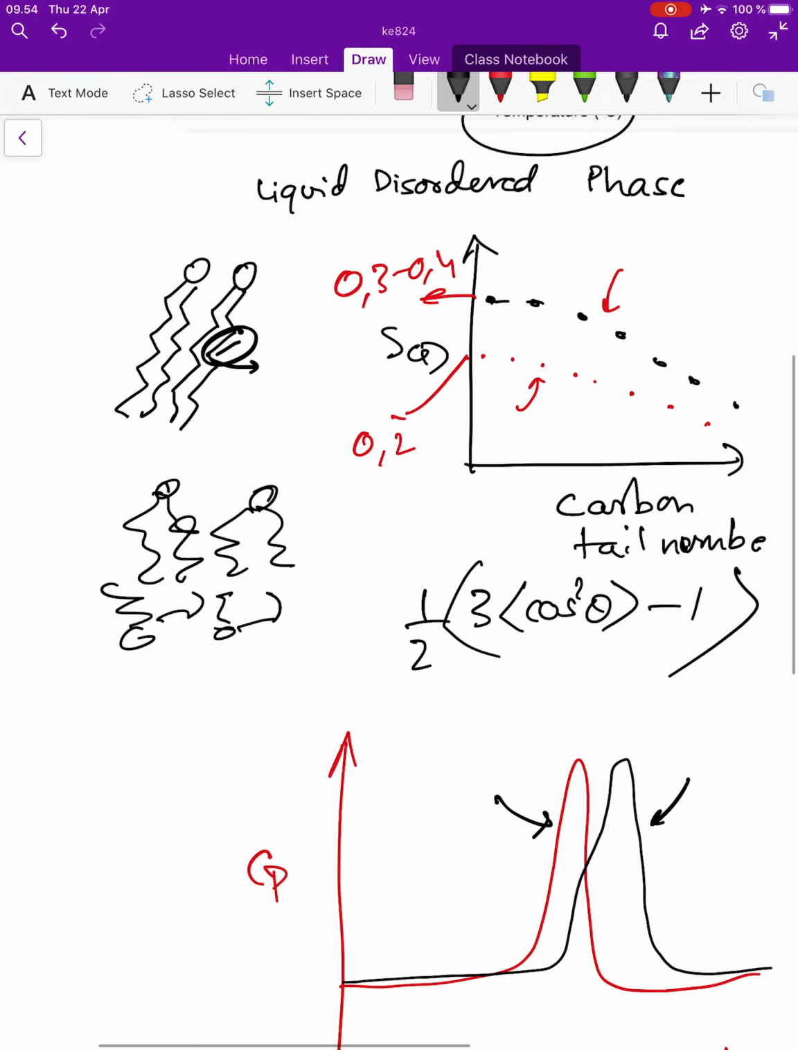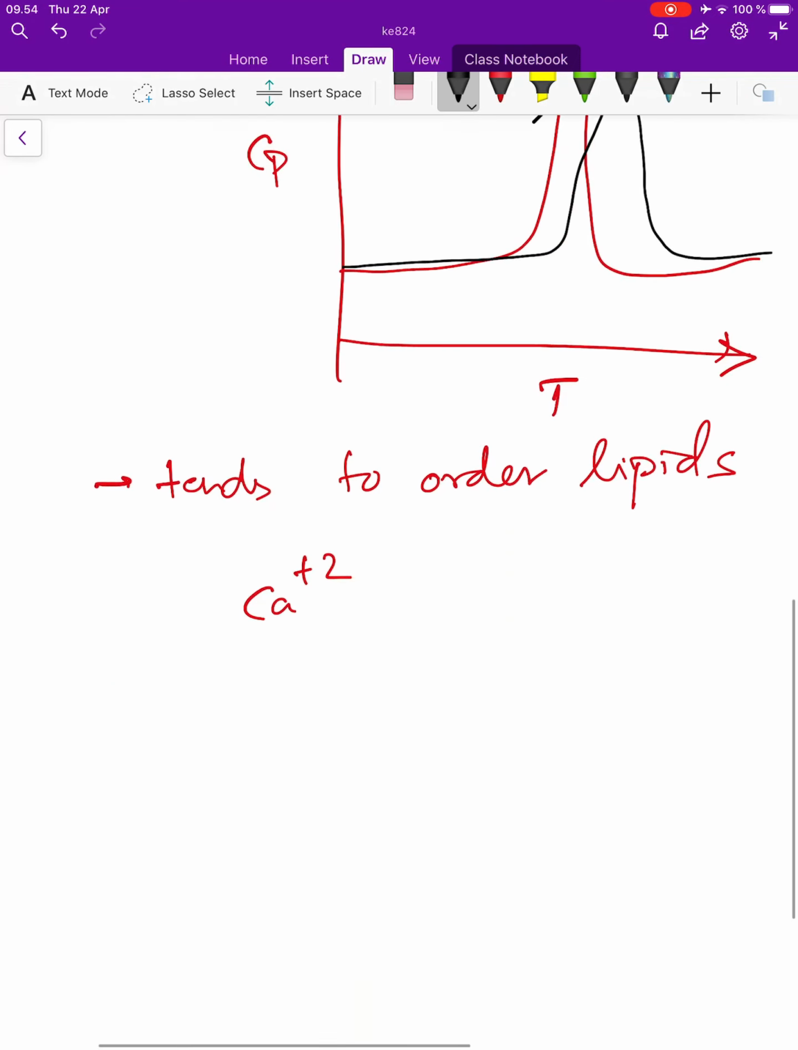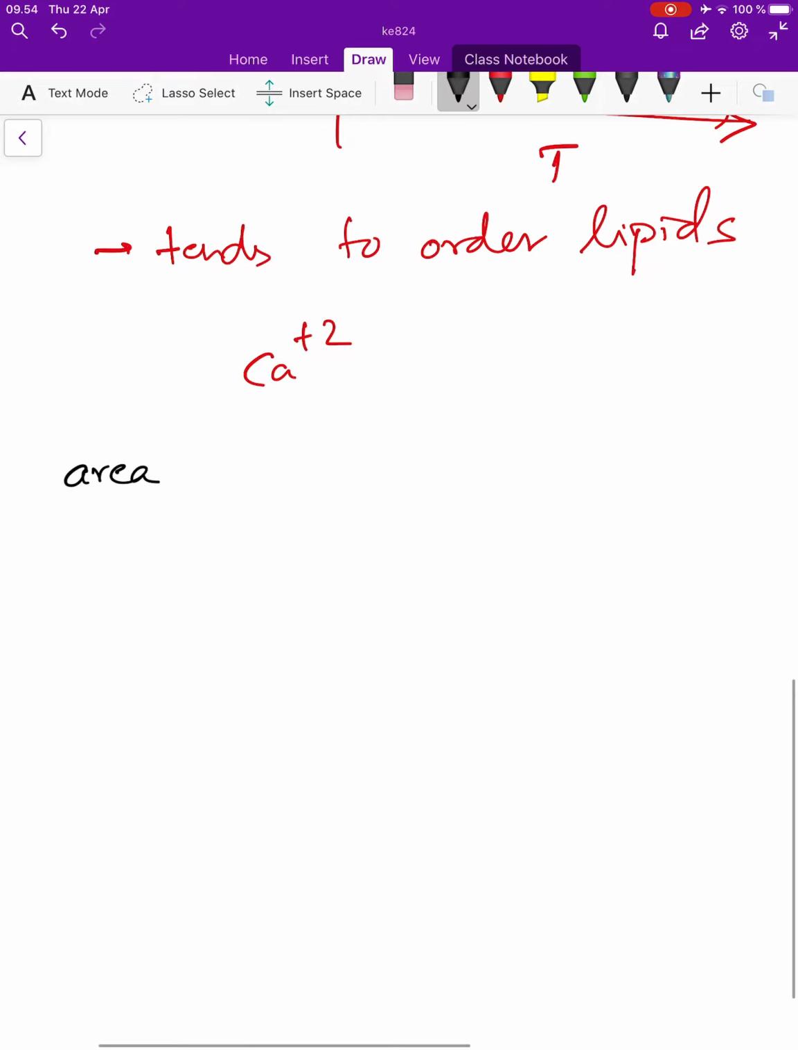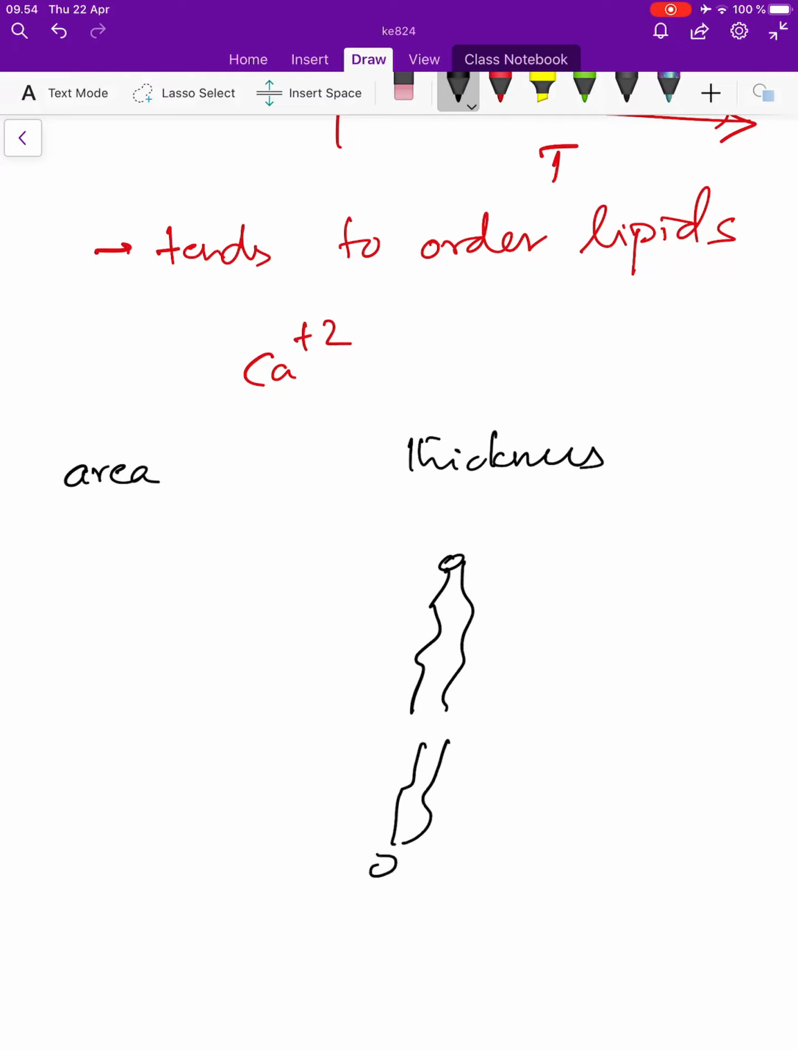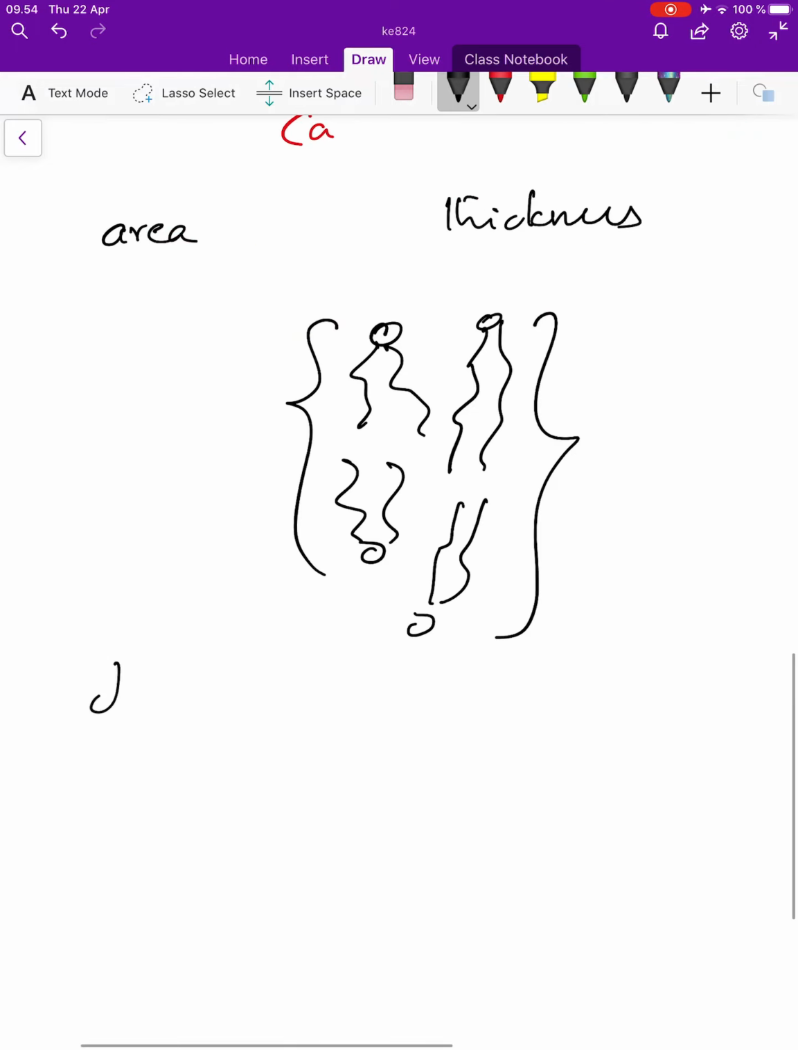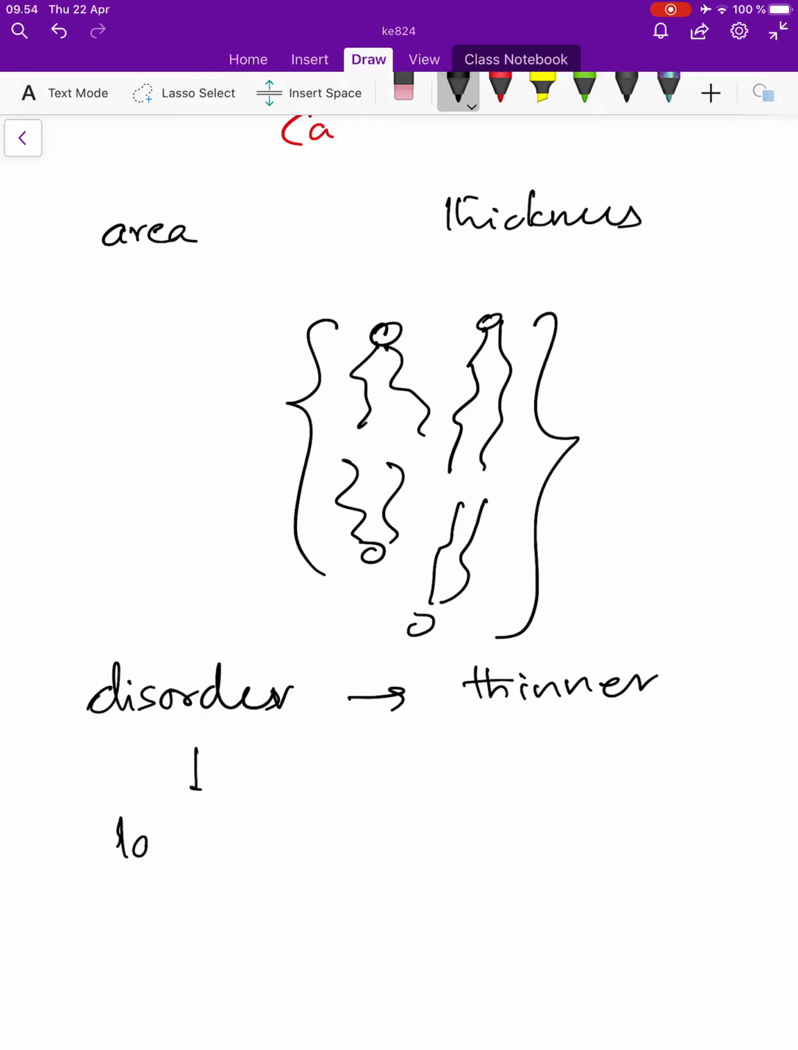Now, accompanied with this ordering and disordering of lipid tails is also a change in the area and correspondingly in the thickness of the membrane. You can imagine that if the lipids are perfectly aligned, then the membrane is much thicker than it would be if the lipid tails are disordered. So this membrane is thinner than this membrane. So more disorder typically means thinner membranes. And since lipids are a liquid, more or less incompressible, more disorder also leads to larger area per lipid.